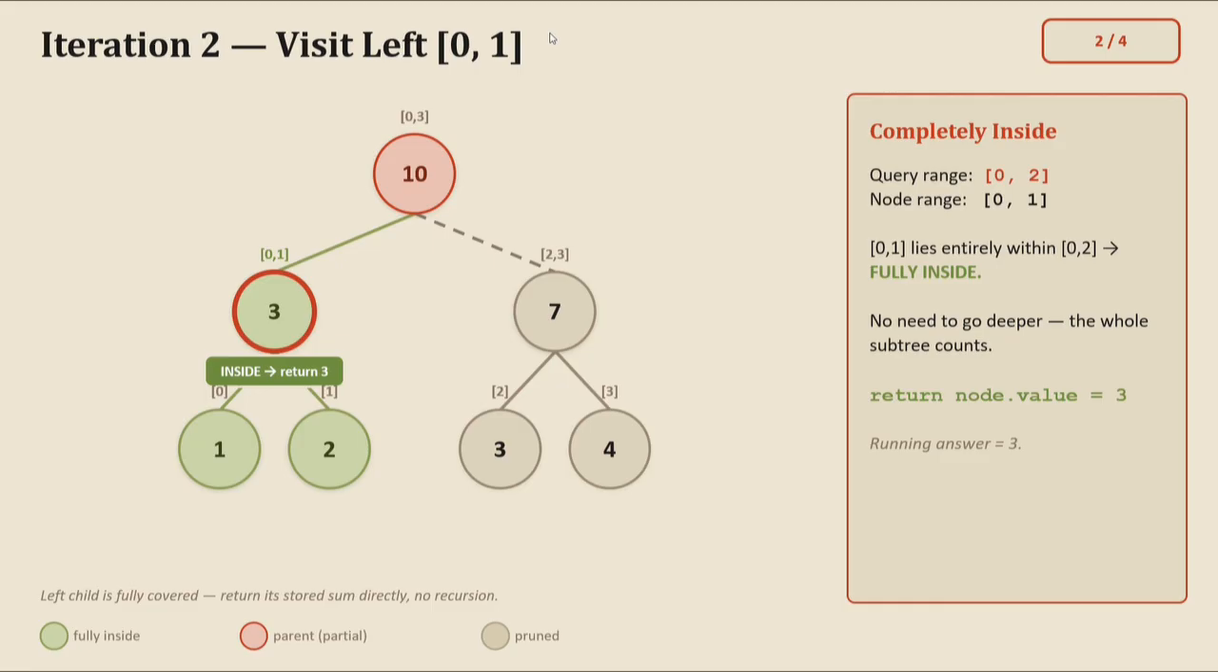This is where the segment tree earns its efficiency. By pruning whole subtrees in a single step, the two leaf nodes, the 0th index of A and the first index of A, are never individually visited. Running total so far: 3.